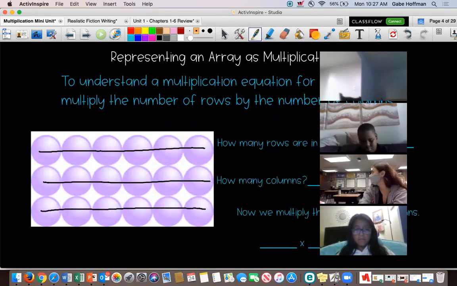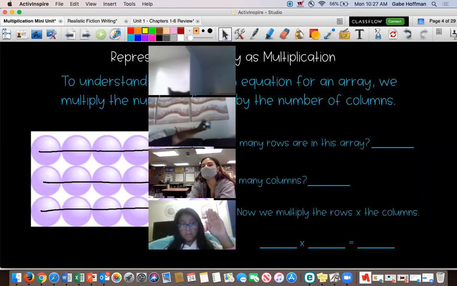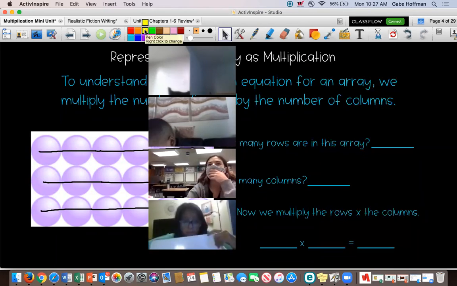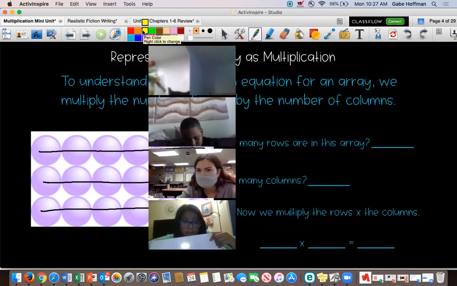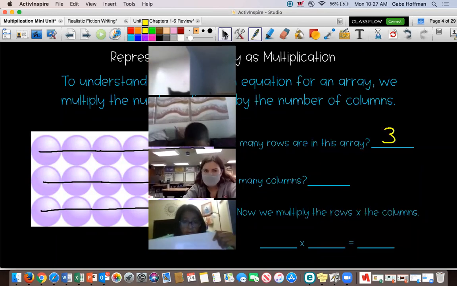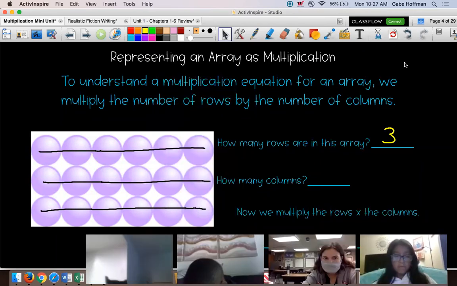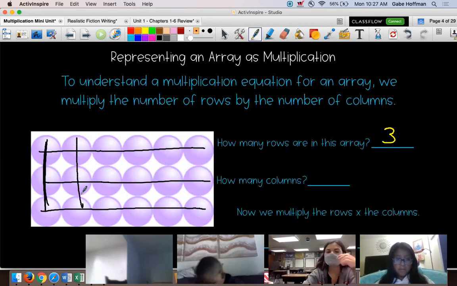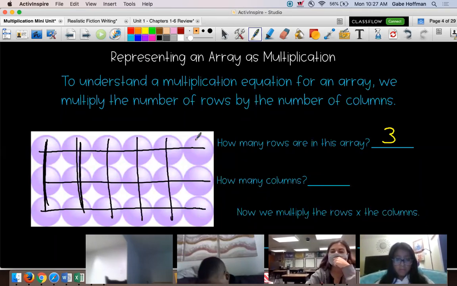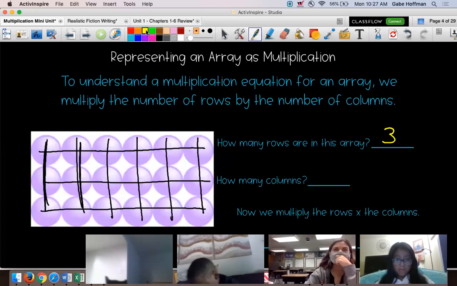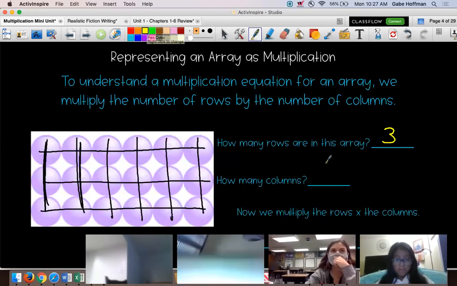Very good. And how many columns? Somebody I've not heard from. How many columns? Cynthia, go ahead. Six. Six columns. So if you guys can see, I'm going to scoot my, sorry, my cameras are in the way. If you look, there's one vertically. One, two, three, four, five, and six columns. So we have three rows and we have six columns.